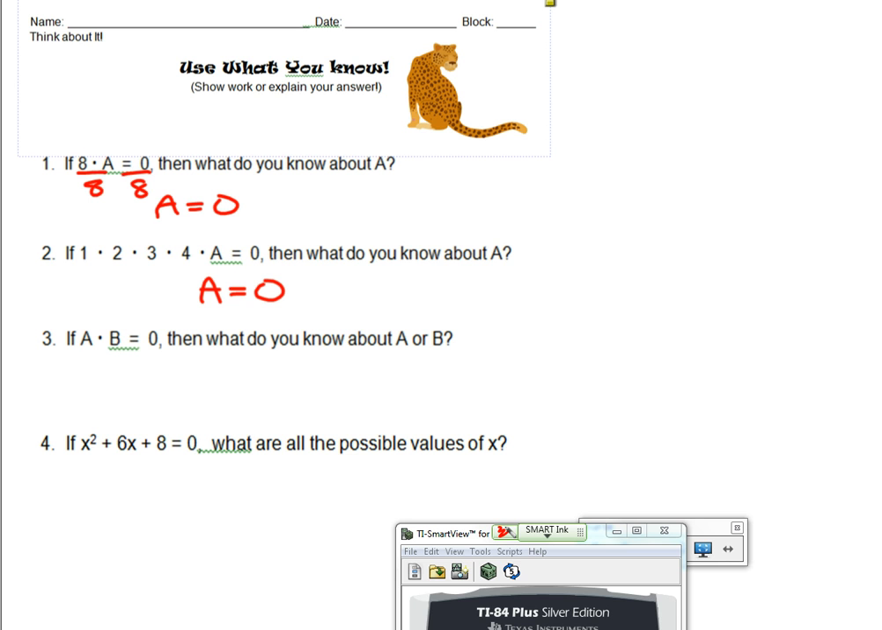Okay, question 3. If a times b is 0, then what do you know about a or b? Well, I know that if I'm multiplying and get an answer of 0, at least one of the numbers is 0. But it could in fact be both of them. So I know that a could be a 0 or b could also be a 0. But I know that one or the other has to be a 0. All right, and that rule that we're using, that's called the zero product rule.